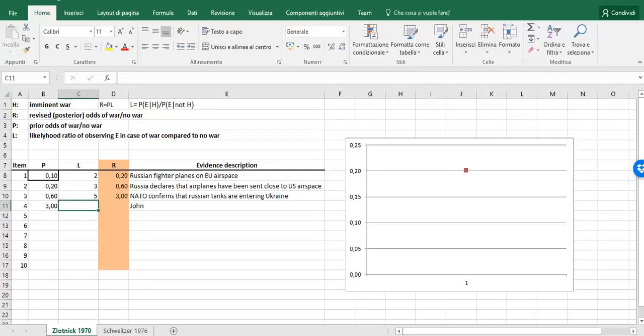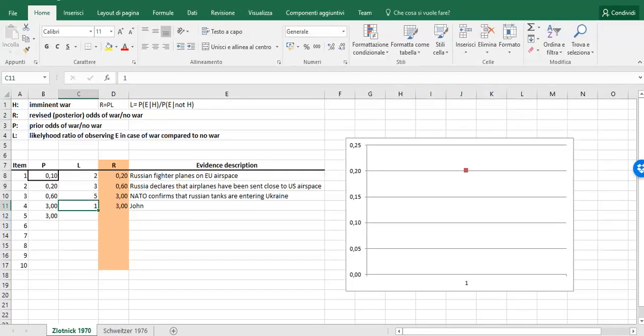Last, we have seen John around. Actually, we don't consider this observation to have any diagnostic value, so here we input 1, which means that we consider the probability of observing John to be the same in case of war as in case of no war.